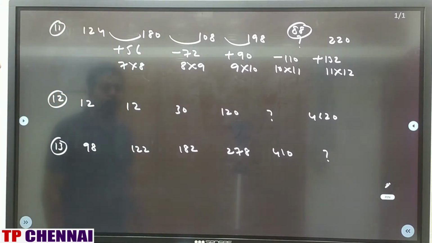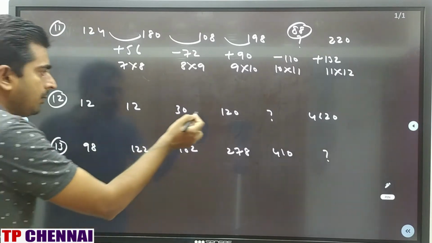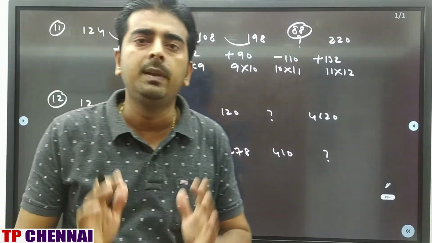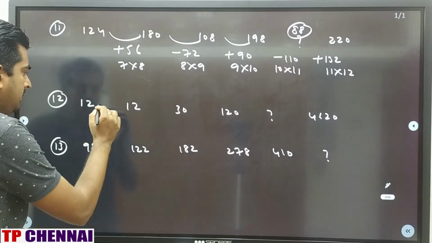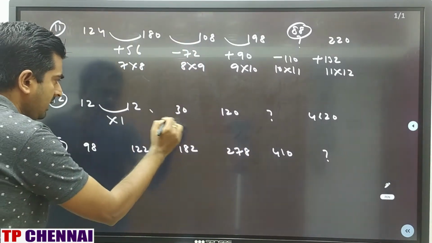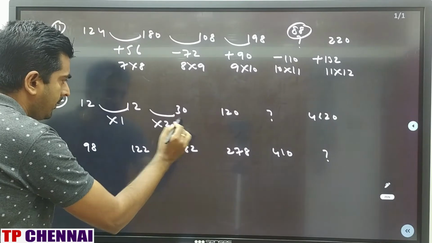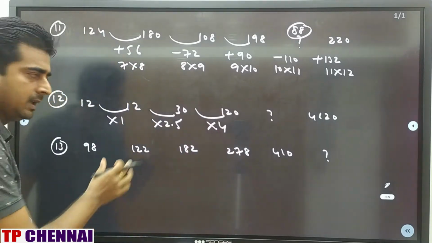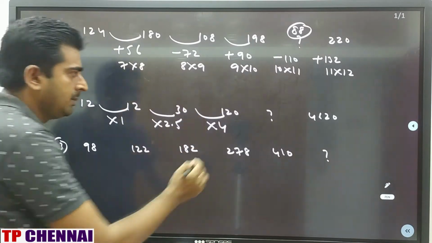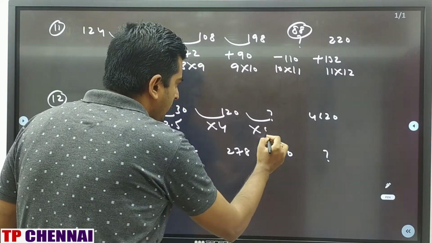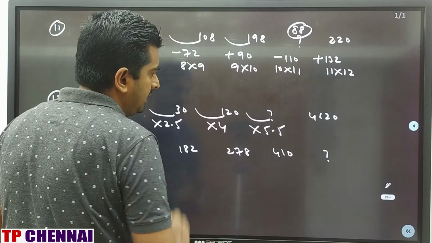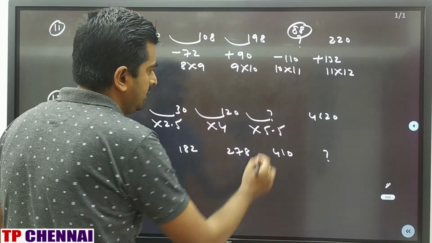Next one: 12, 12, 30, 120, question mark, 4620. 120, question mark, directly 4620 is there. That means it follows multiplication logic, right? This is into 1, this is into 2.5, this is into 4. So what you understand? In the multiplication, 1.5, 1.5 increment is there. This is into 5.5. 5 with 600, right? And 60, so 660.